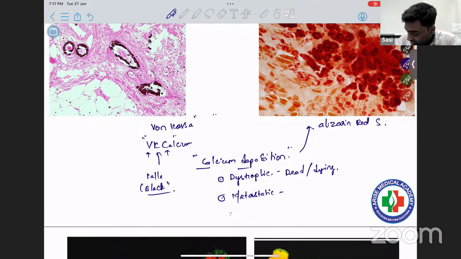In the case of dystrophic, the calcium levels will be normal, whereas here the calcium levels will be increased. Okay, the calcium levels will be increased.